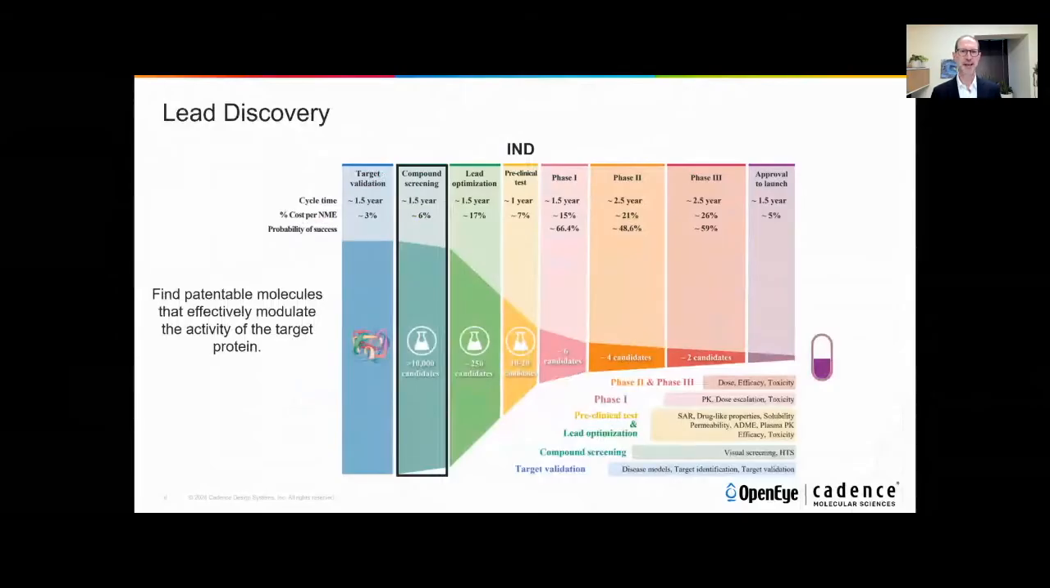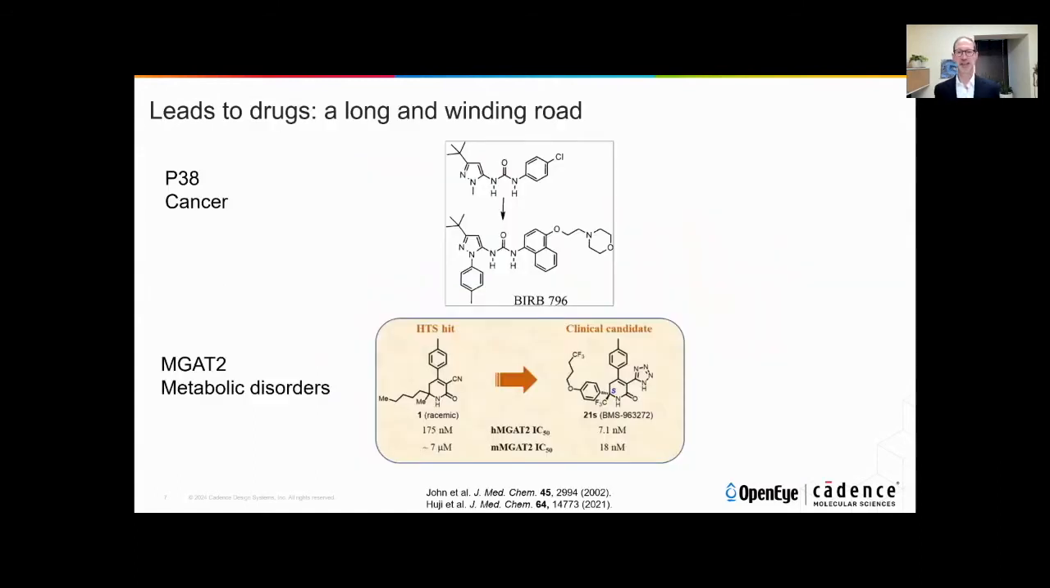So for today, the part of the process we're looking at is part 2, compound screening, where we're looking by some method or another to find patentable molecules that are going to effectively modulate our protein target and give a positive outcome on human biology. So this is discovering new lead compounds for the subsequent 2 stages. And if this stage works well, the subsequent 2 stages can be significantly accelerated.